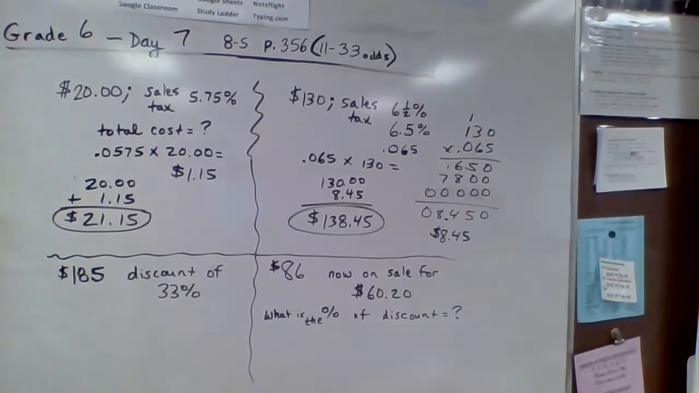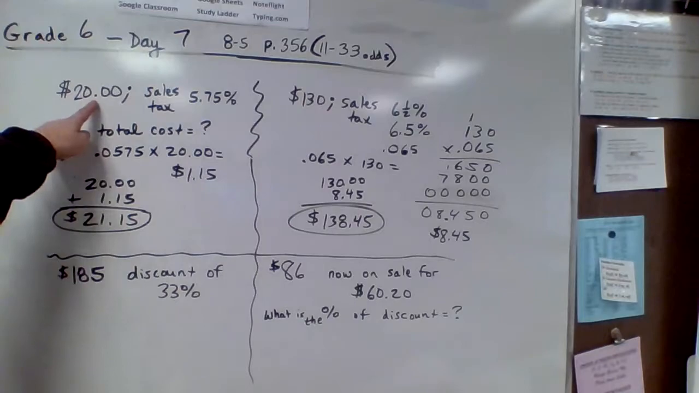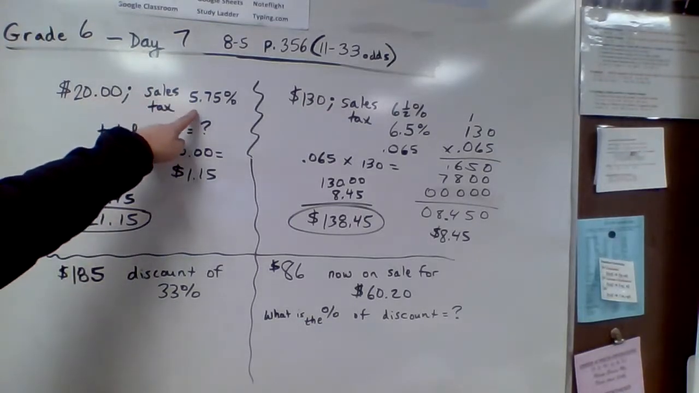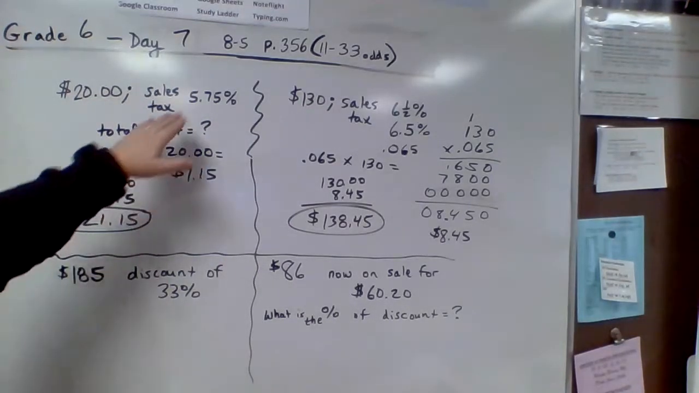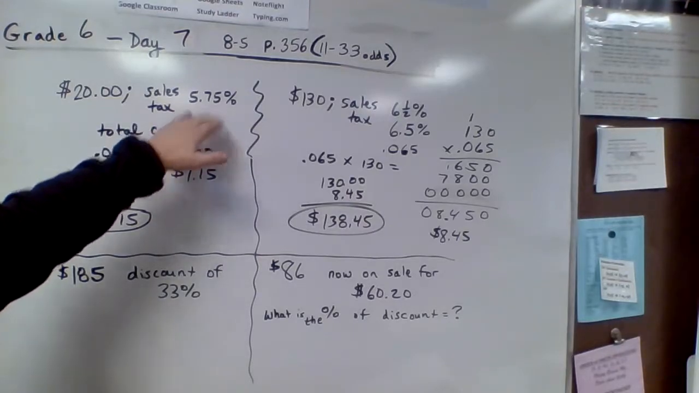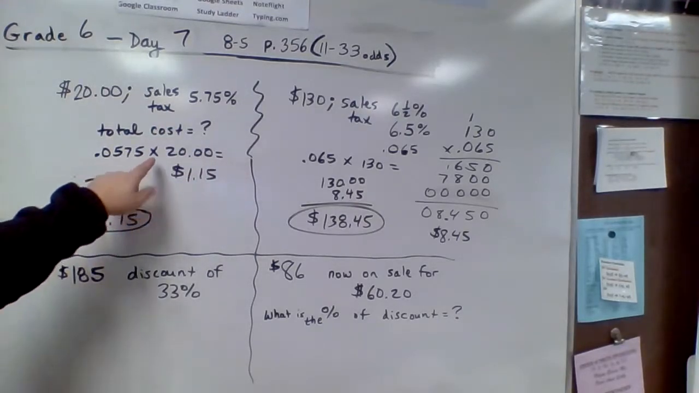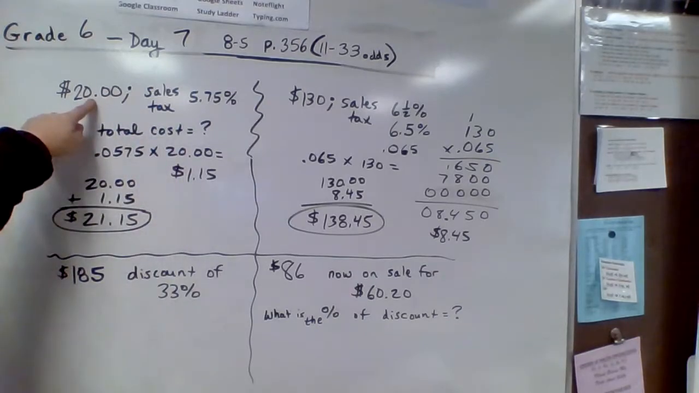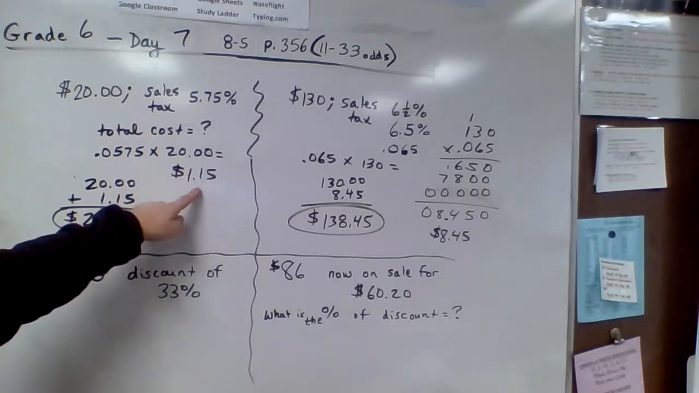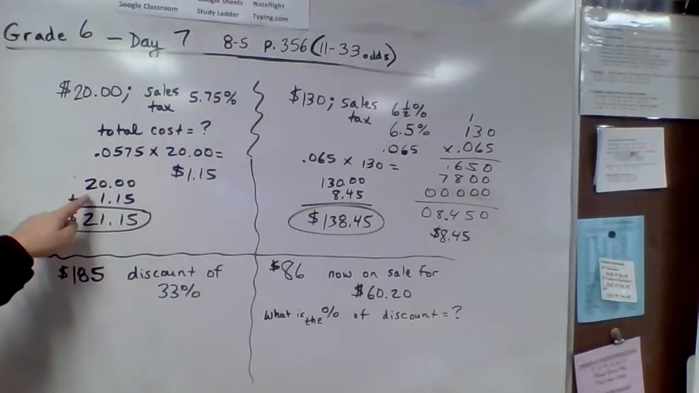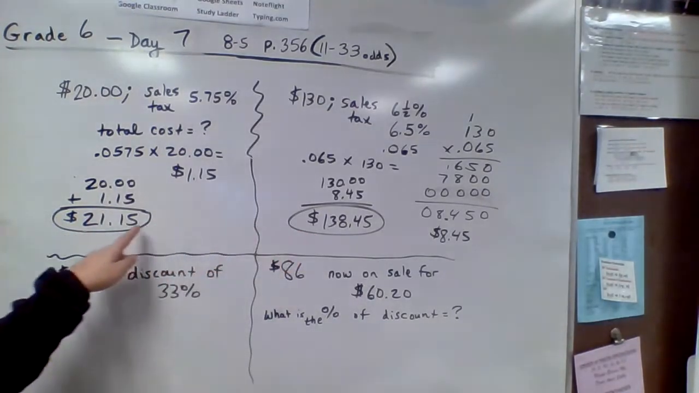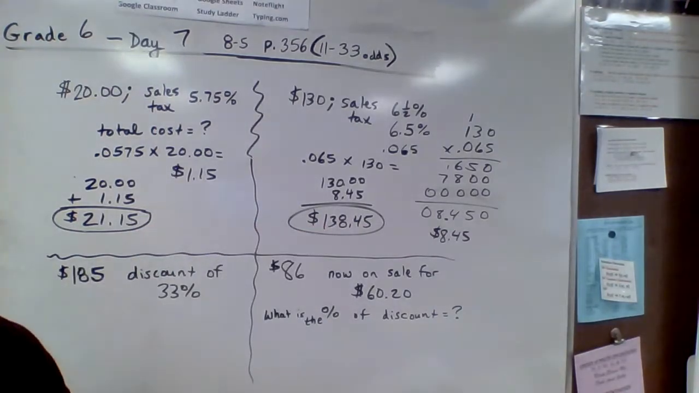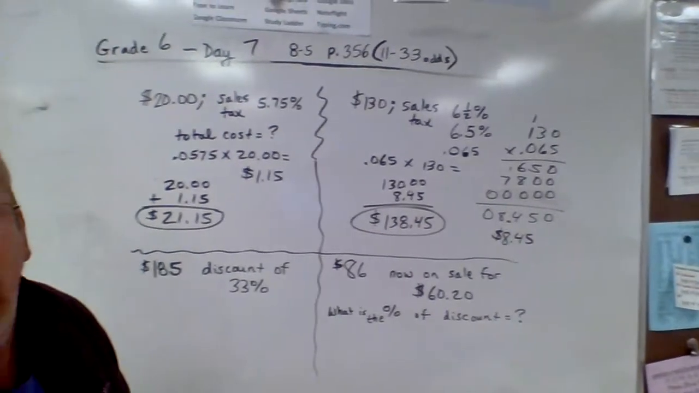So, when you're trying to figure out what the total cost of an item is, and you're given an amount of money and a sales tax, first figure out what the decimal value of that percent is, multiply it by the price of the item to get your tax, and then add it to the price of the item to get your total cost of whatever it is that you are buying. That's the first kind of problem.